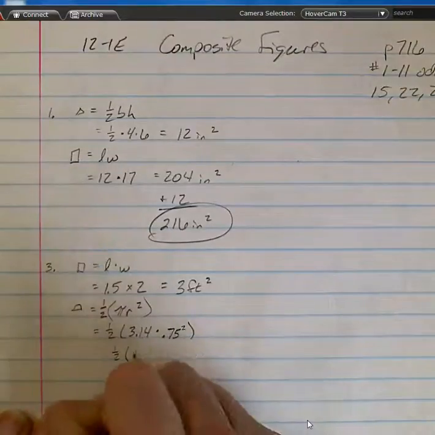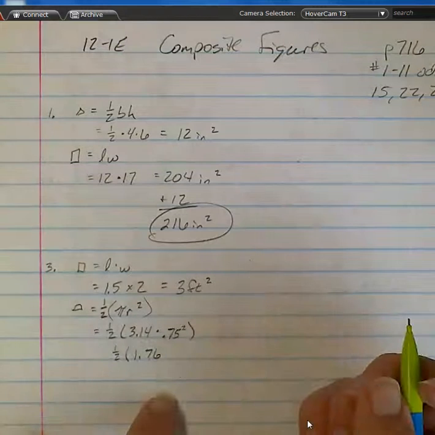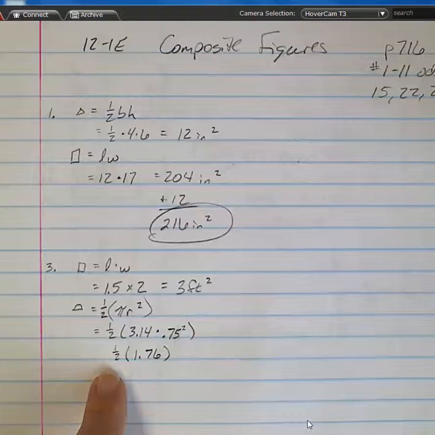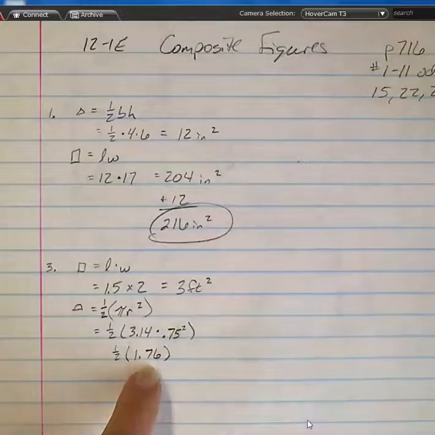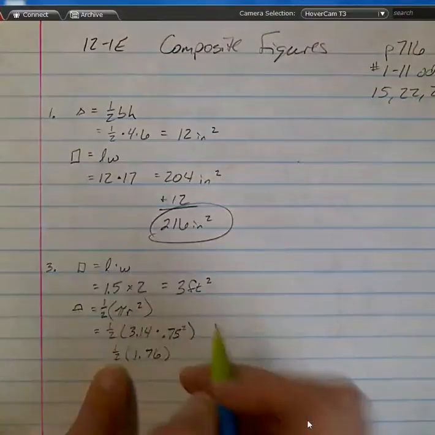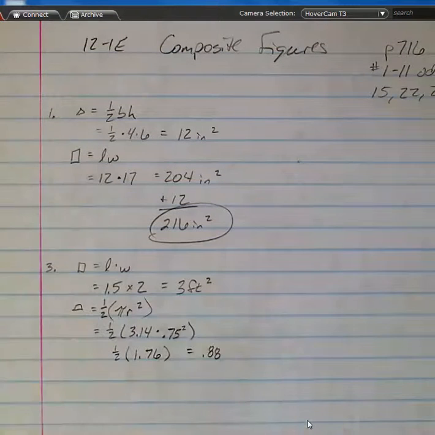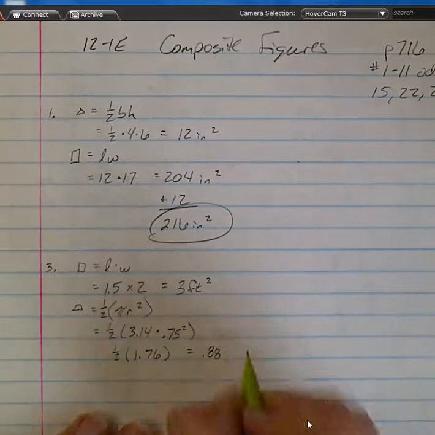Did you get 1.76? Okay. And then we have to take half of that. That's for the area of the whole circle, but we have to take half of it. And so I got 0.88 feet squared.